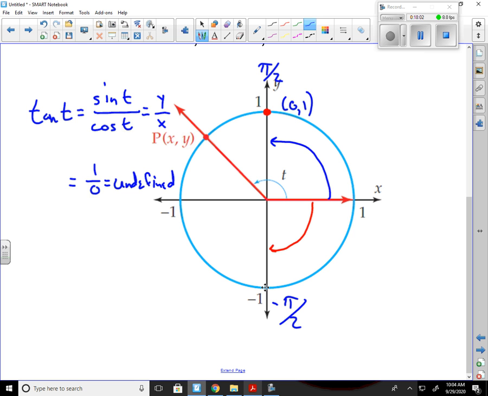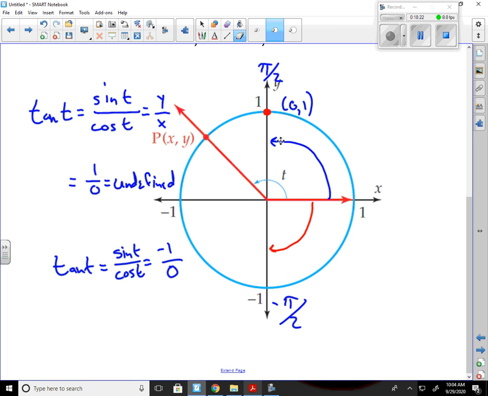Same thing with negative pi over 2. If I'm looking at tan t, it's just sine of t over cosine of t, which is y over x. So it's -1 over 0. Again, I can't divide by 0. So my domain does not exist at negative pi over 2 or at pi over 2.